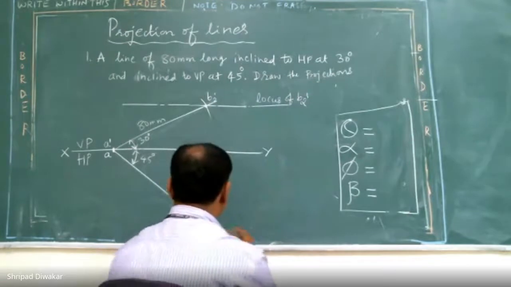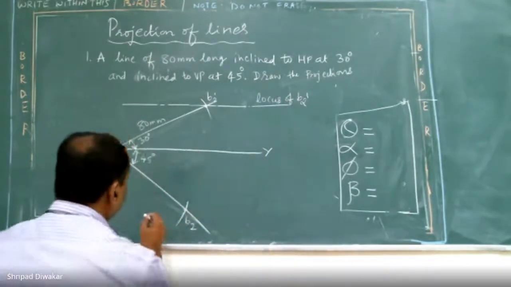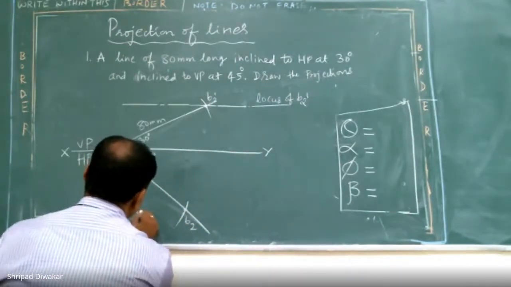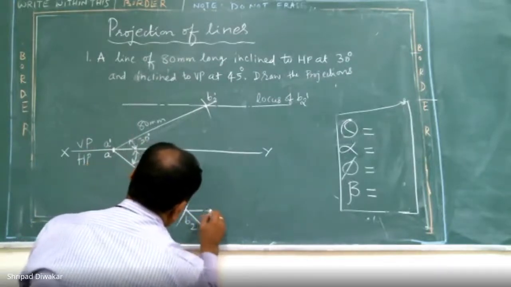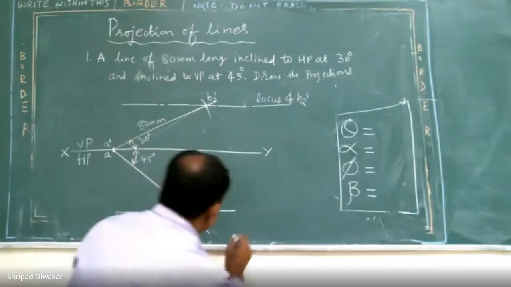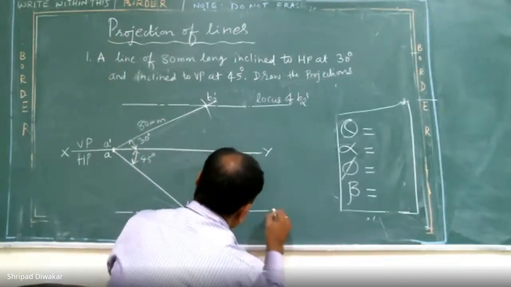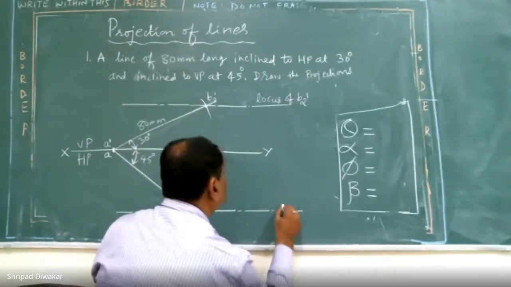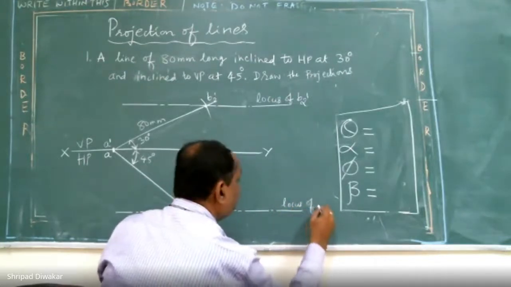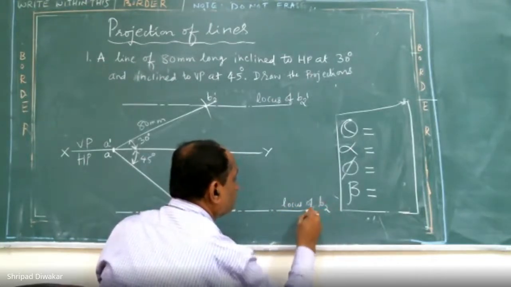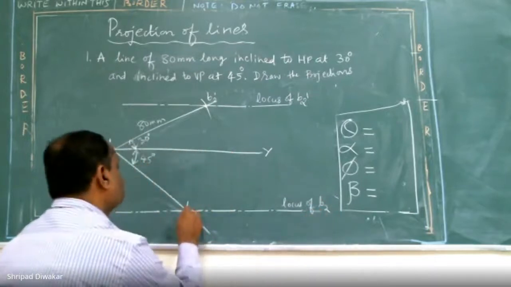And this one is the locus of B2. You have to write clearly. Here, locus of B2. Understood?